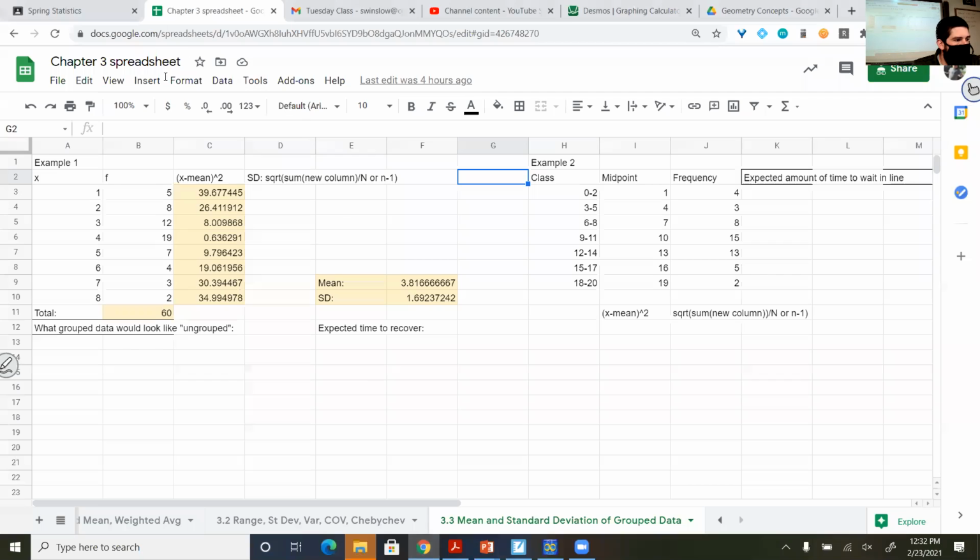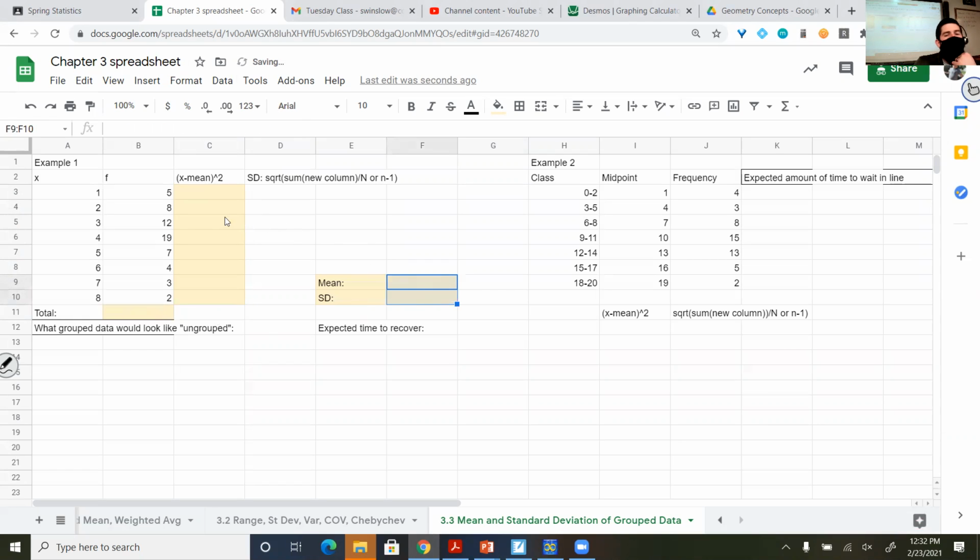All right, so let's go ahead and get to our spreadsheet. So everything in yellow is what I am going to finish in this example. So the first thing I'm going to do is delete all this stuff, and we want to generate those. Okay, so this is the example that we just had.